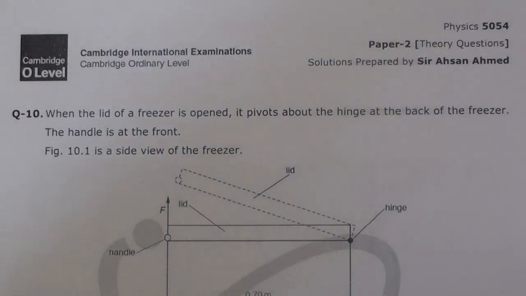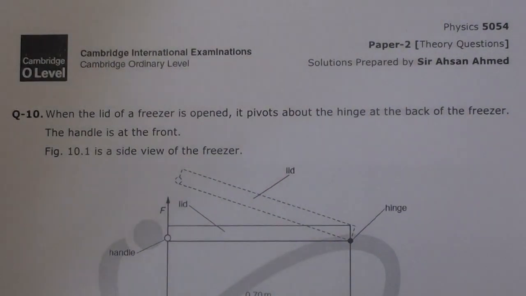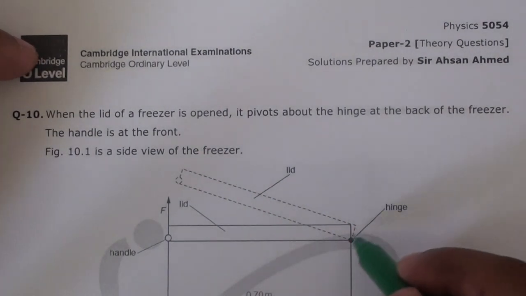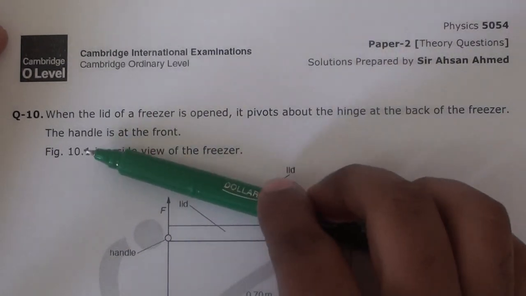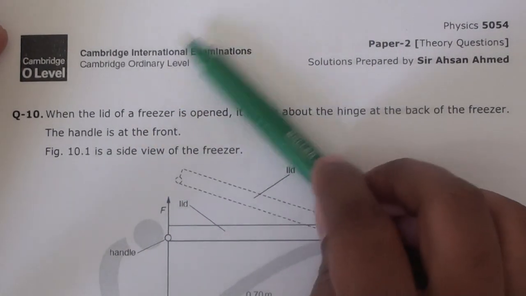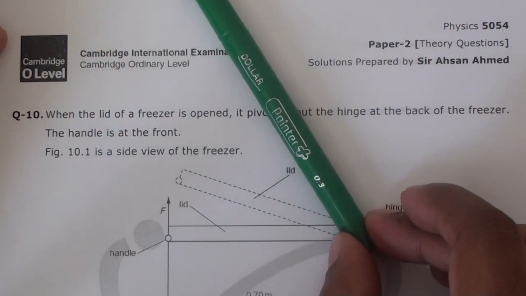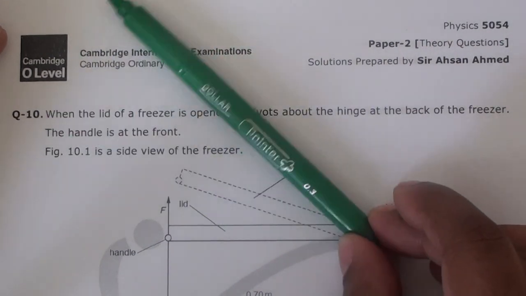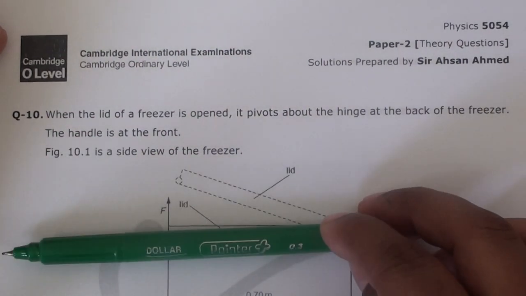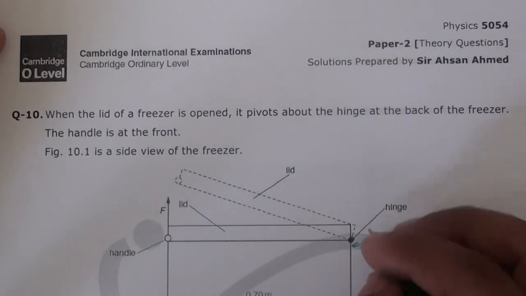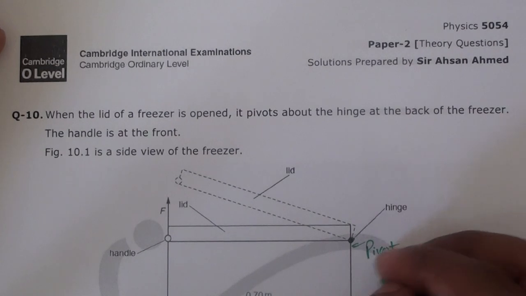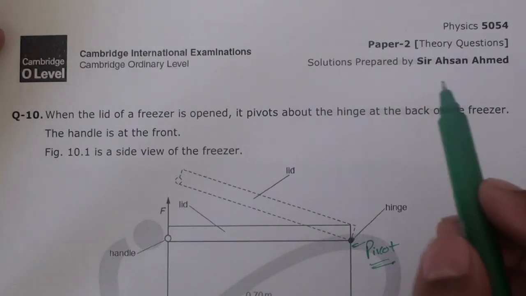Okay, so here's a question we have. Let's see what it is. When the lid of a freezer is opened, it pivots about the hinge. This is the hinge. So ye iska pivot ban raha hai. Isko aap open kar rahe hain, fridge ko like this, right? So it's moving around the hinge like this, this is how it goes up, right? And this is how it goes down around that point. So hinge is the pivot. I'm just gonna write pivot here. Right, that's the first thing you need to figure out if it's not mentioned.